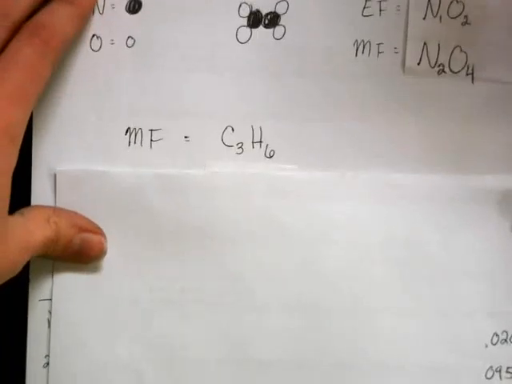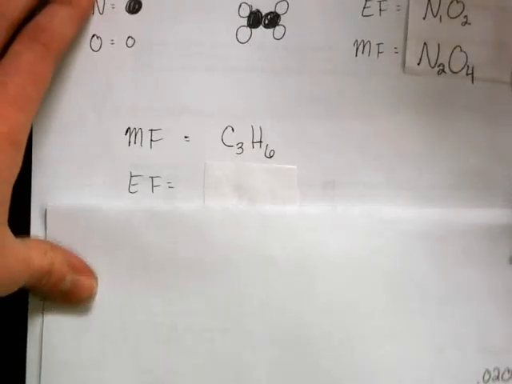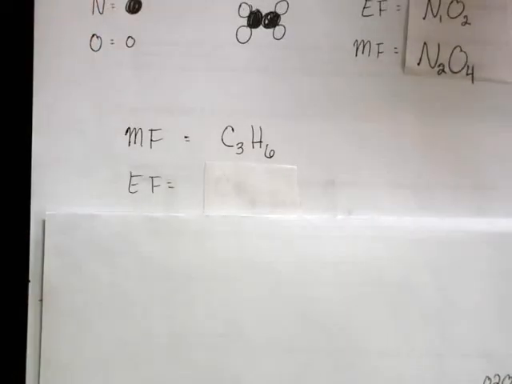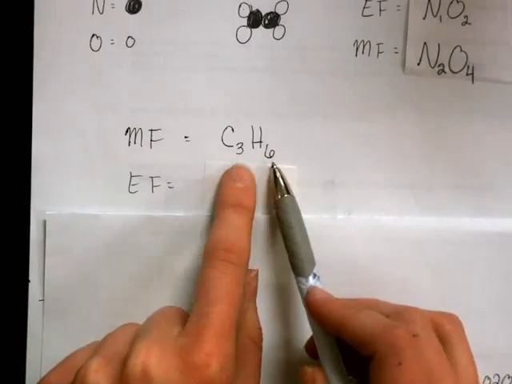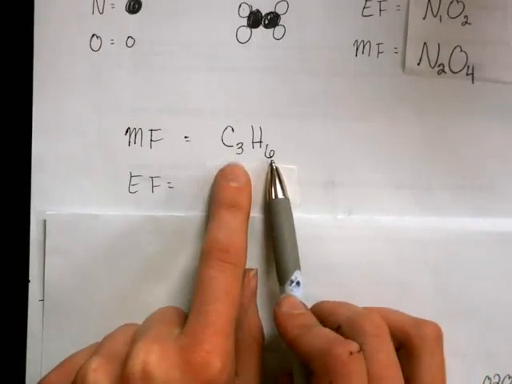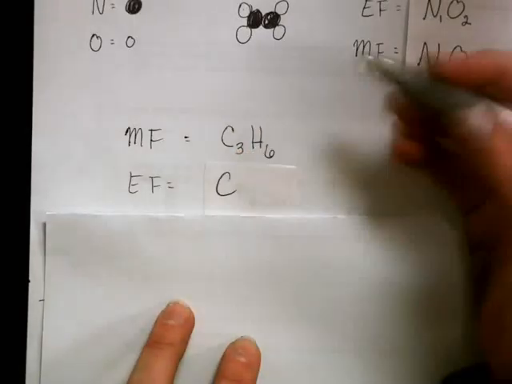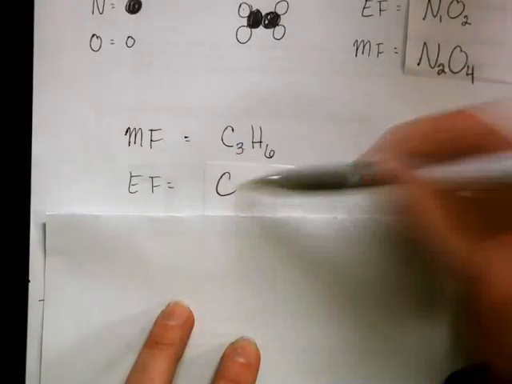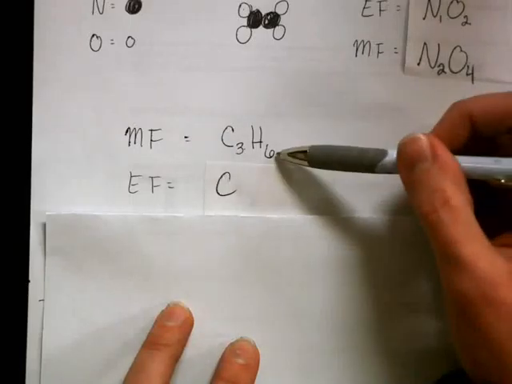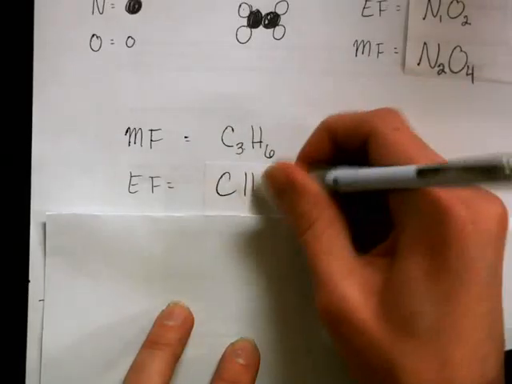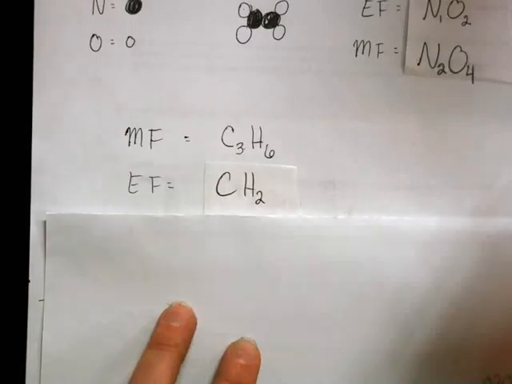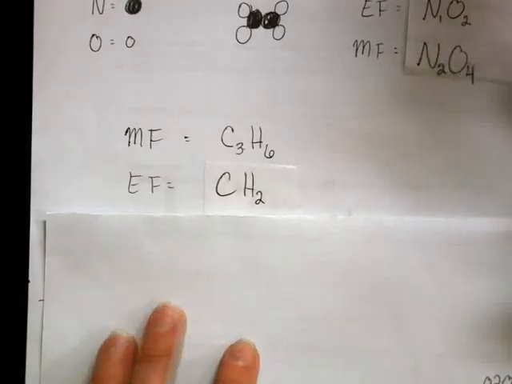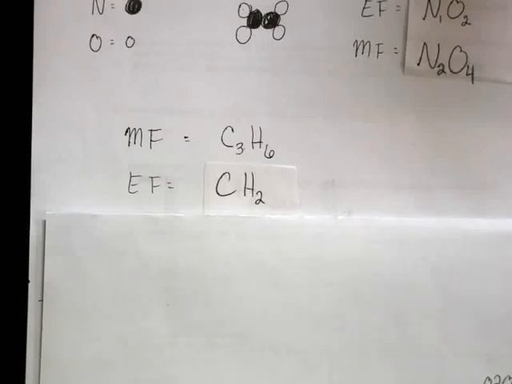Here's another example. So if I have C3H6, my simplified version of that would be to reduce the 3 and the 6. Well, I can reduce both of those by 3. So 3 divided by 3 gives me just C1. 6 divided by 3 gives me H2. So I'd have CH2. Those are some conceptual examples for empirical and molecular formulas.